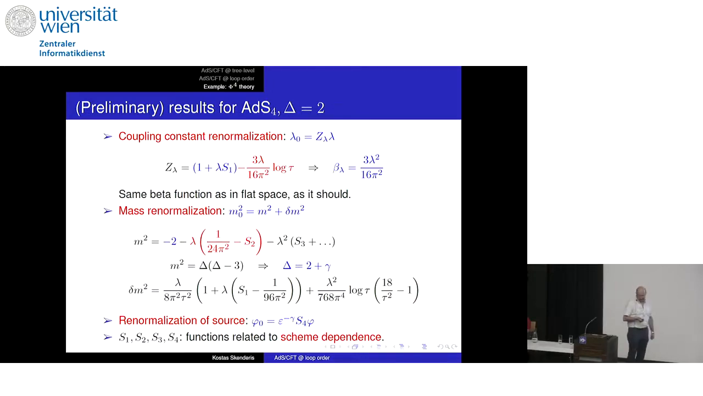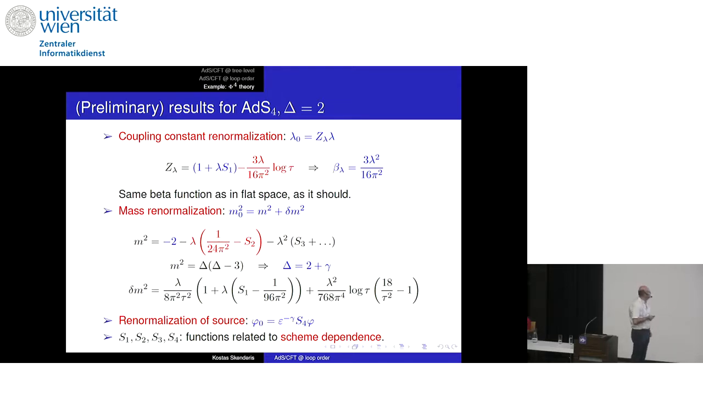And here is just a slide of how these things look. For one specific case, we've done any delta and any m, in any dimension. So I'm just going to focus on AdS4, delta equals 2. Then this is the Z factor for the coupling constant. There is a beta function for the coupling, which is this one, exactly the same as in flat space in 4 dimensions. That's not unexpected, because short distances should not care about the long distance asymptotics.